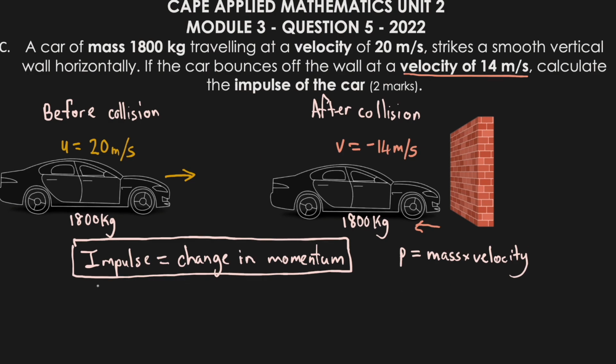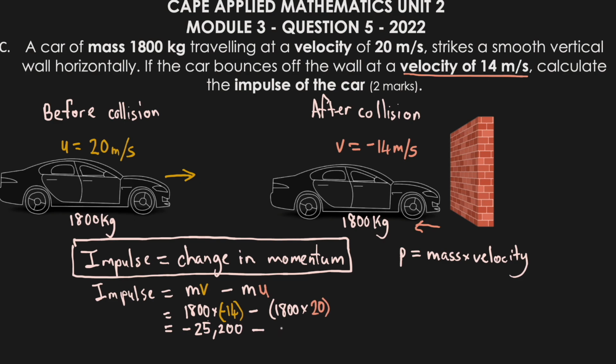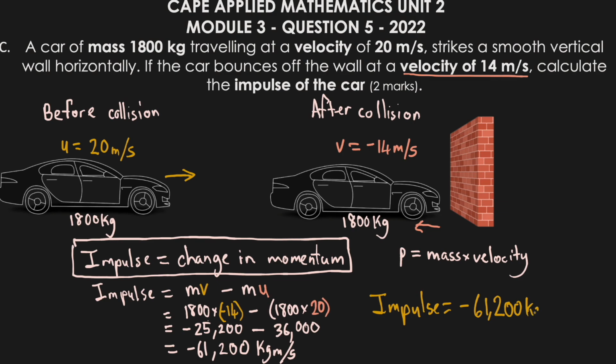So back to our question, impulse is equal to the change in momentum. So therefore, we would have the momentum after minus the momentum before. So what we would have here is 1800 times the final velocity, which we had was negative 14, minus 1800 times the initial velocity, which was 20 meters per second. So the impulse of the car is equal to negative 61,200 kilogram meters per second.